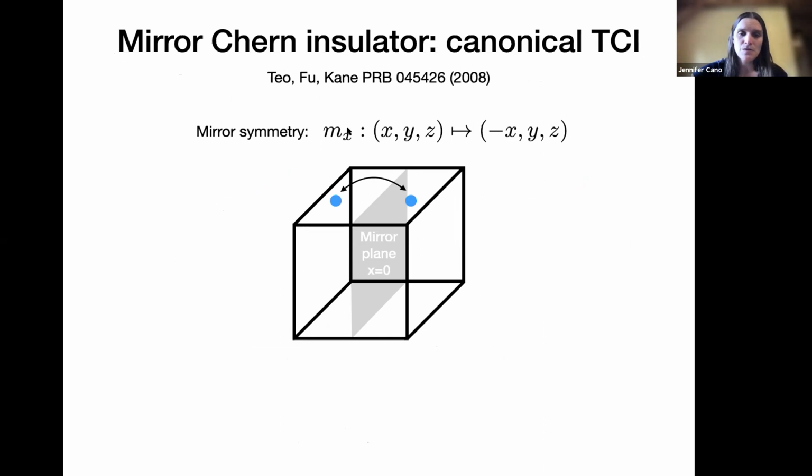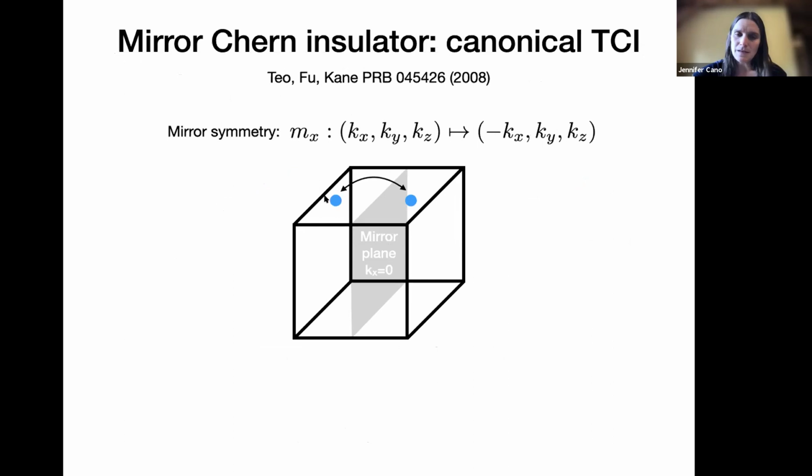So what's the action of mirror symmetry? Mirror symmetry is a reflection of one coordinate. So it takes x, y, z to minus x, y, z. So it's reflection across this plane, say. And in momentum space, it does the same thing. It takes kx to minus kx. And so that means that for this plane where kx equals 0 in the Brillouin zone, this plane is invariant under mirror symmetry. And so that means we can simultaneously diagonalize the Hamiltonian with the mirror operator.